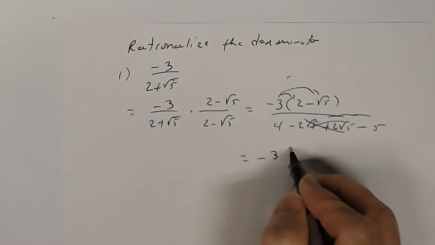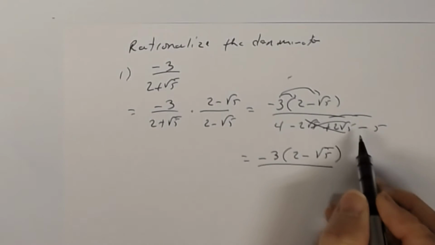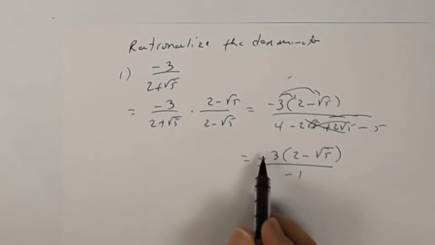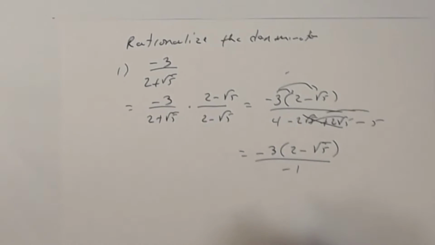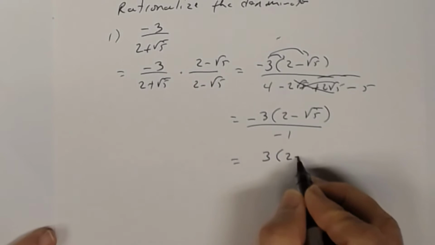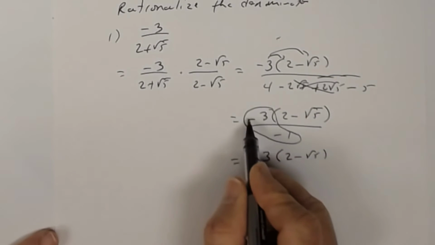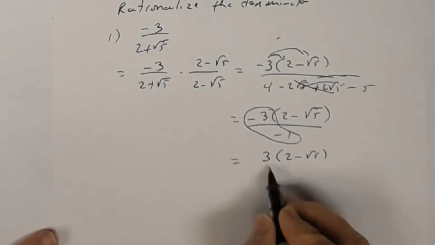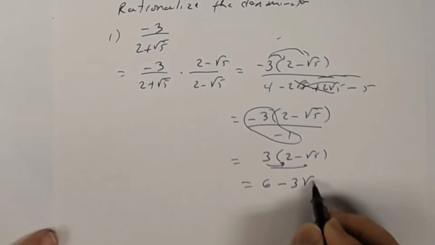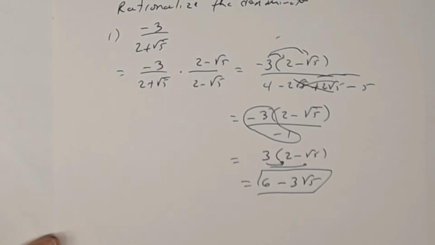So I have negative 3 times 2 minus the square root of 5 divided by, now 4 minus 5 is a negative 1. And now notice this negative 3 divided by negative 1 is a positive 3. So you get positive 3 times 2 minus square root of 5, right? So this right here is a positive 3. And now let's go ahead and distribute. So you get 6 minus 3 square root of 5. Okay? So 6 minus 3 square root of 5.